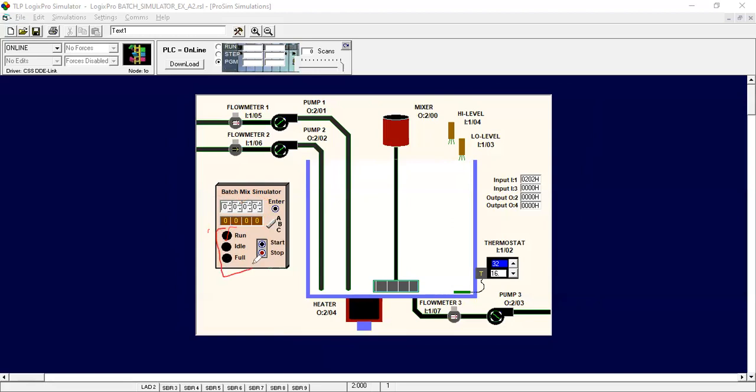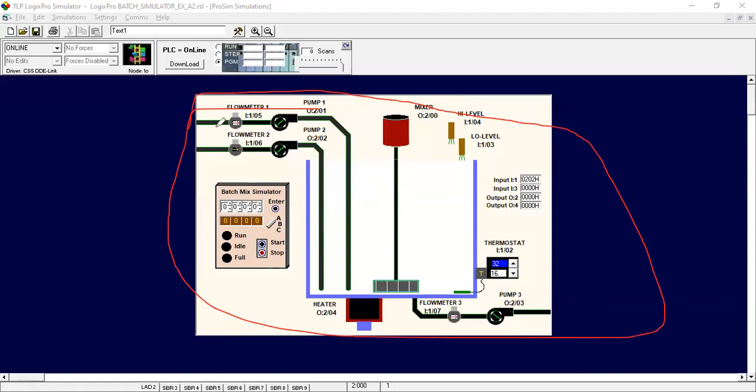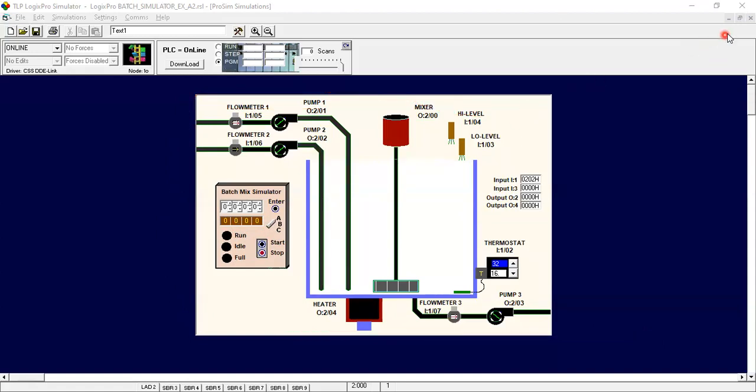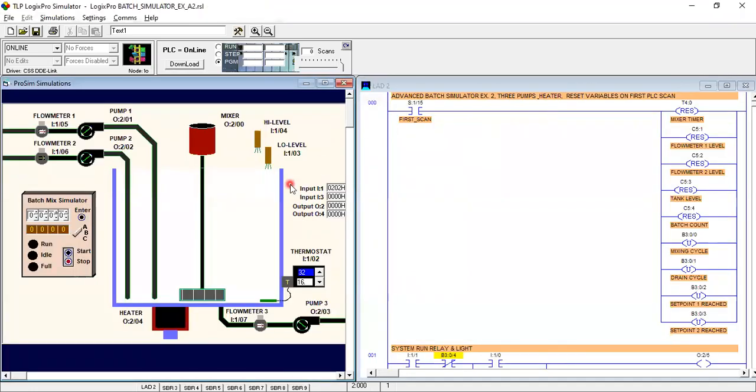And these are our LEDs. As you can see, this is the running LED, this is the idle LED, this is the full LED. When the supply is given, it will be energized. So this is our diagram of the batch simulation application. And now we are going to our program.